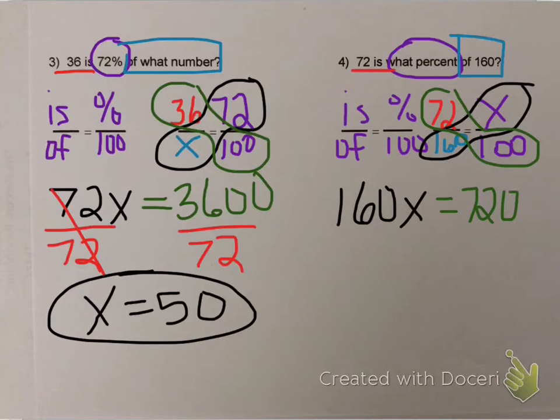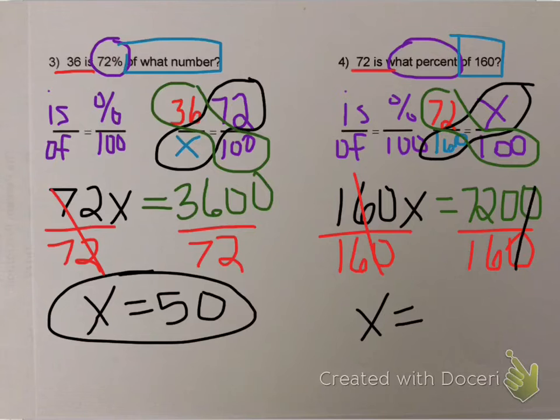And we're going to solve that by dividing by 160 on both sides. Okay, my 160 cancels out here. And on this side we're left with x equals 7200 divided by 160, 720 divided by 16. You get 45, and we were looking for our percent, so that would be 45%.